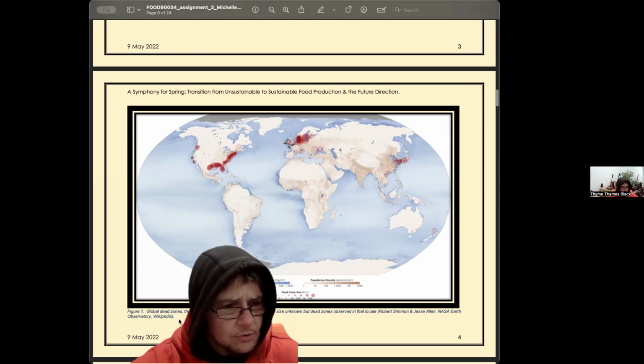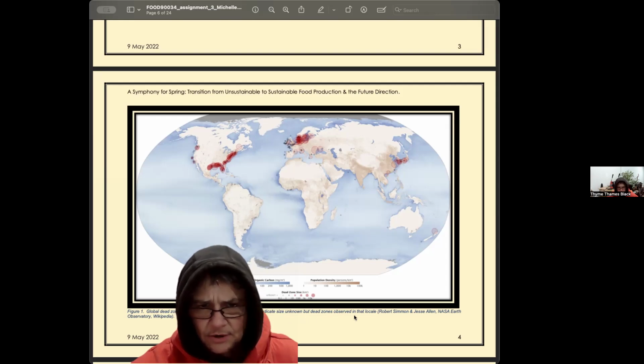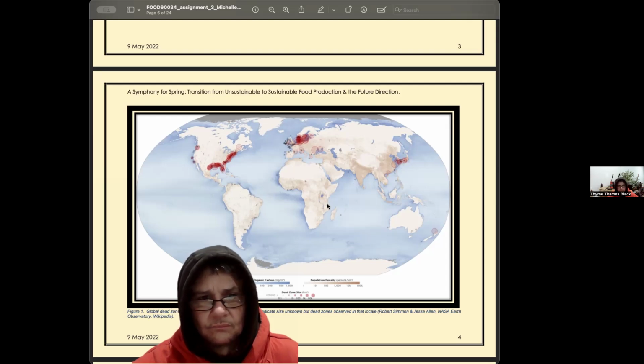Figure 1, global dead zones. The red circles show size. The black dots indicate size unknown, but dead zone observed in that locality. New Zealand, Australia, New Zealand, WA. Lots of dead zones.